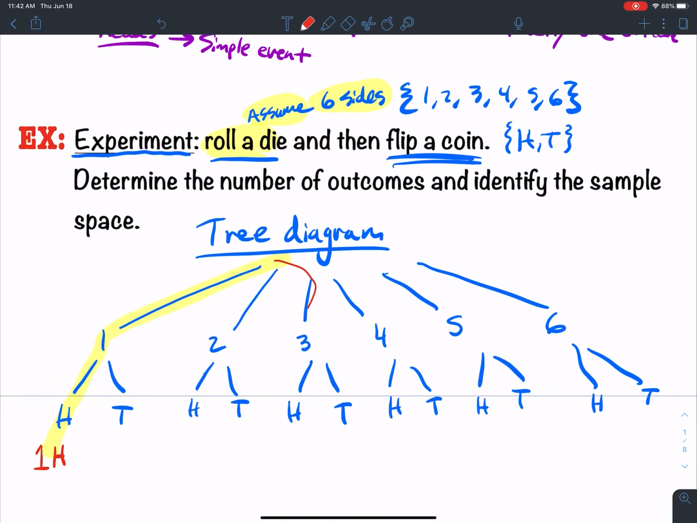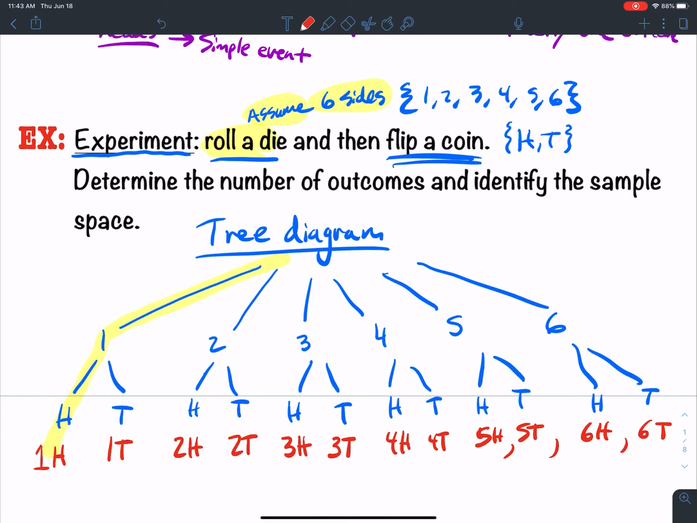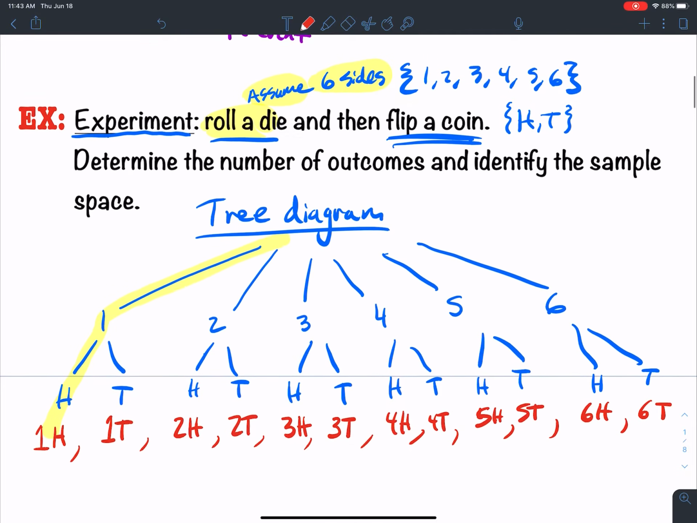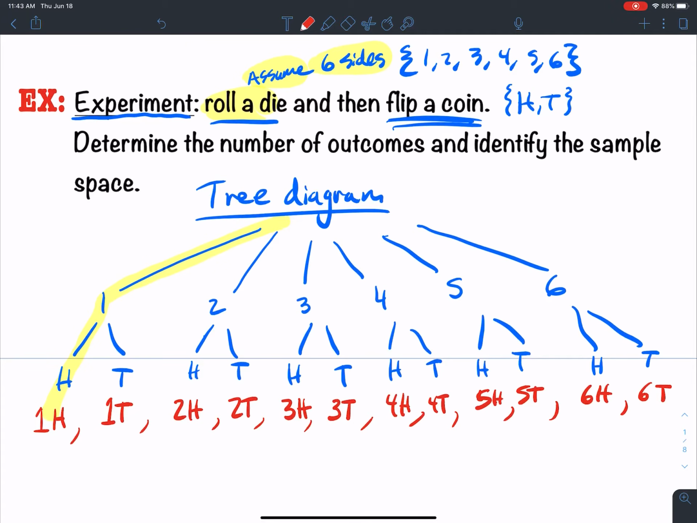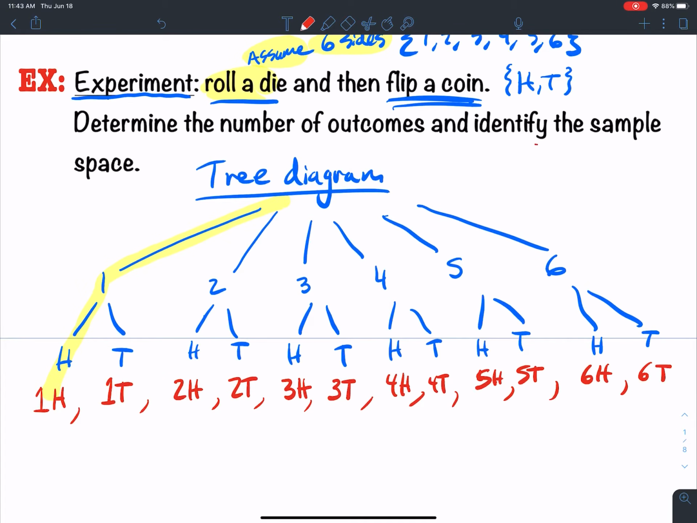If I follow this branch here, what does that mean? That means I got a 3 and then I got a tails. This one is a 1 and a T, a 2H, 2T, 3H, 3T, 4H, 4T, 5H, 5T, 6H, 6T. Now, how many outcomes total are there? If I add up all those, I should get 12 of them.